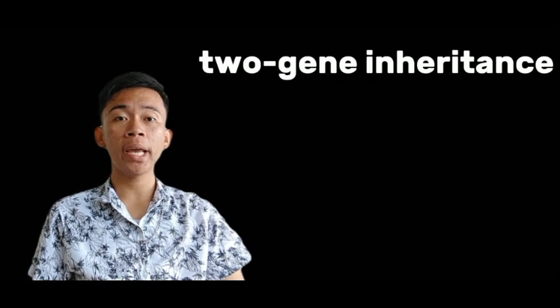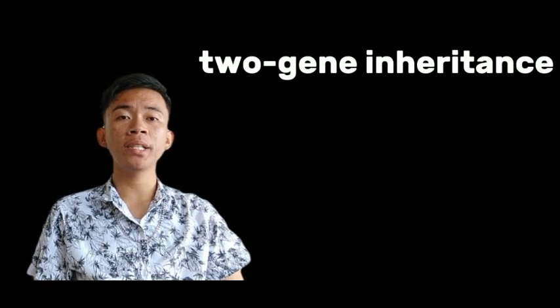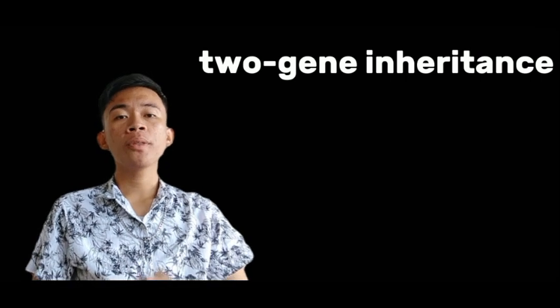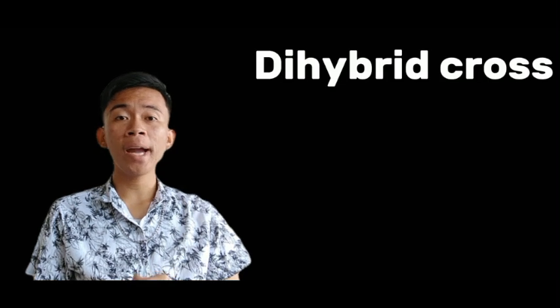The inheritance of traits from parents to offspring can be more complex than simple Mendelian inheritance, which involves one gene controlling one trait. When we talk about two-gene inheritance, we're likely referring to the interaction of two genes in determining a particular trait. This can be explained through a concept known as dihybrid inheritance. First is the dihybrid cross.